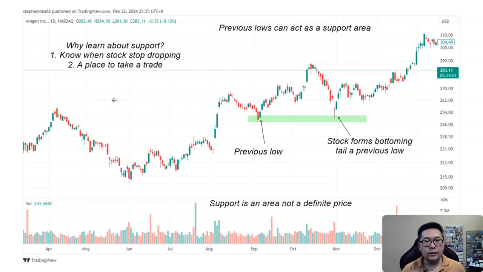Hello, today we're going to talk about how to use previous lows as support areas.